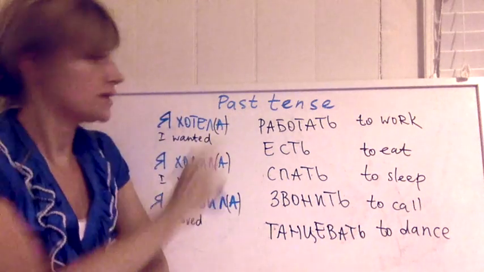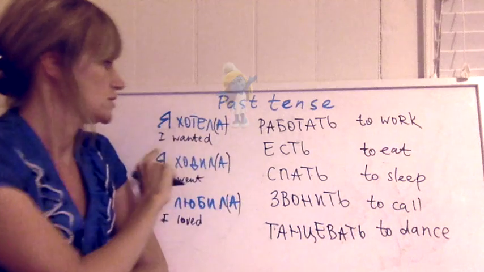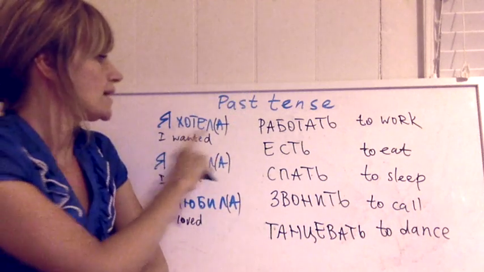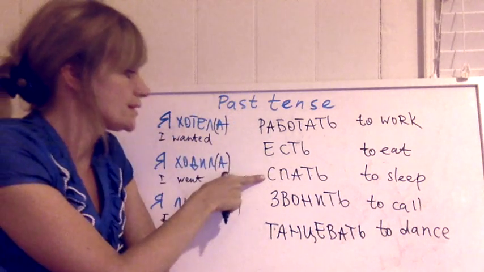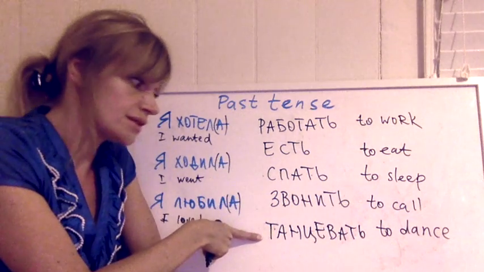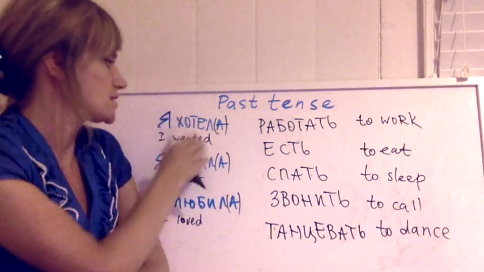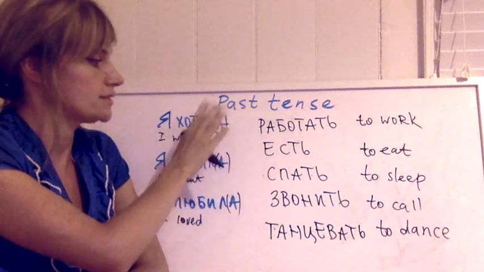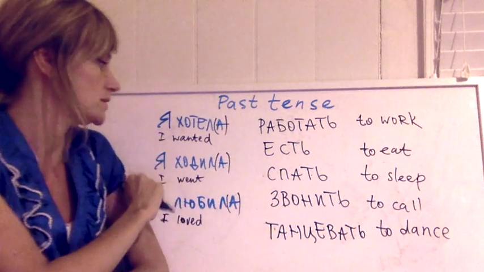If I'm saying again, я хотела работать, I wanted to work. Я хотела есть, я хотела спать. Я хотела звонить, я хотела танцевать. I wanted to dance. If it's a guy, я хотел спать, я хотел звонить.